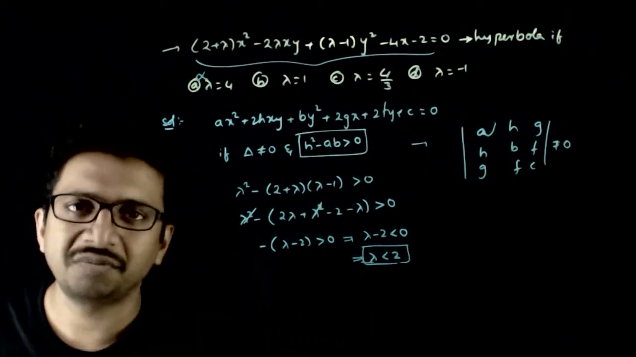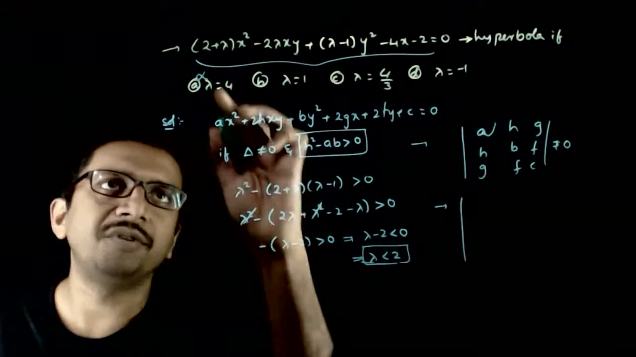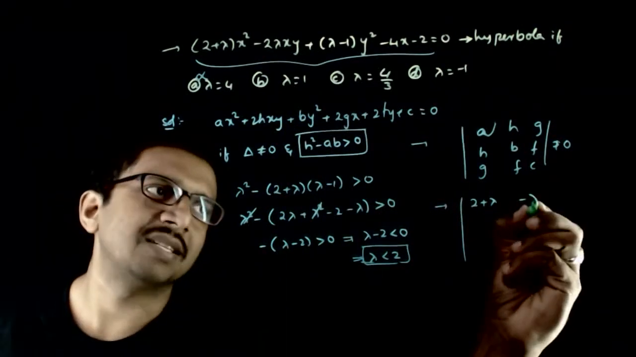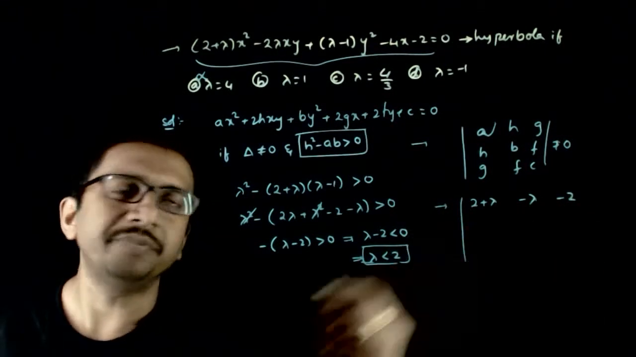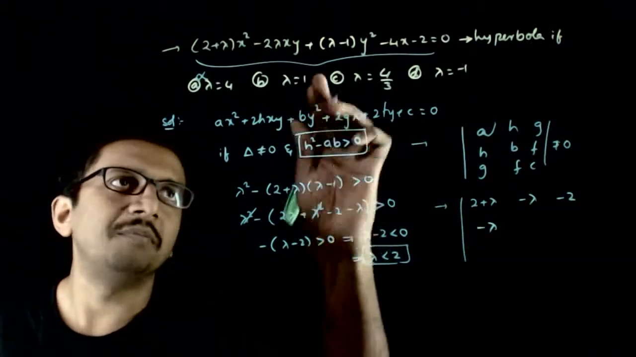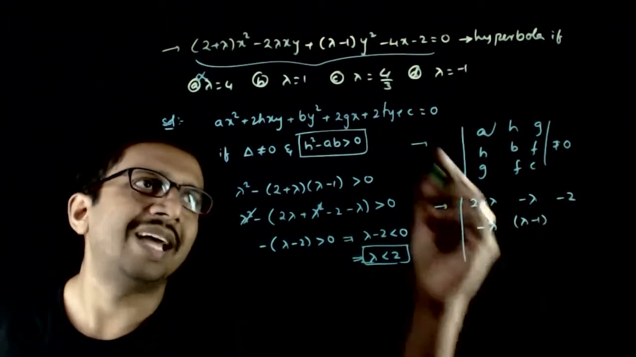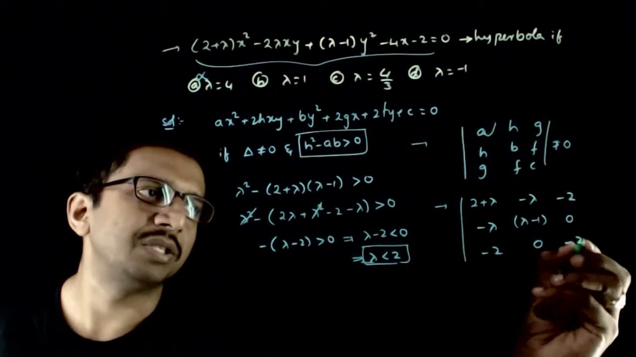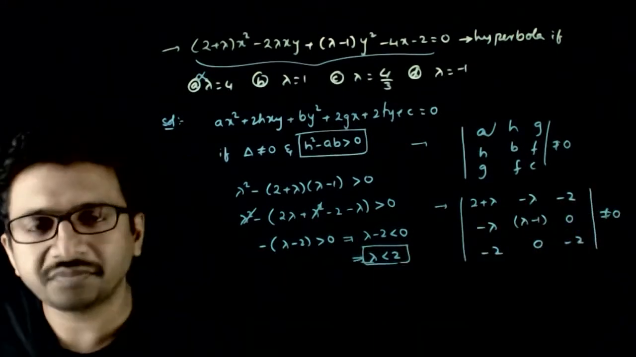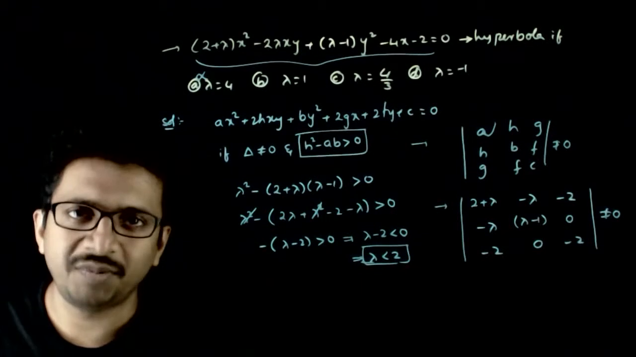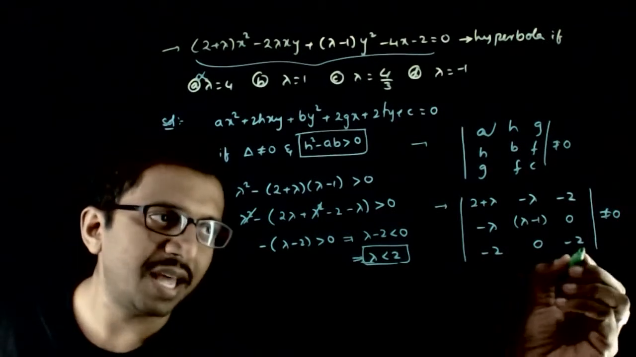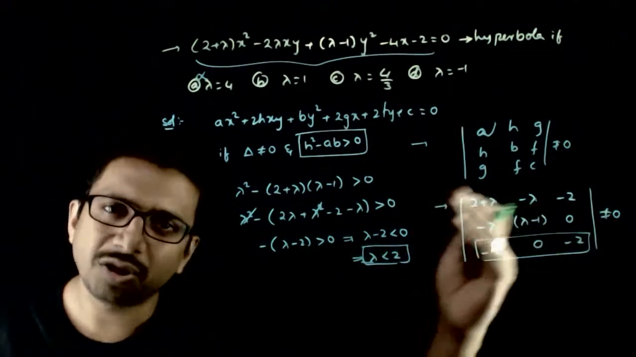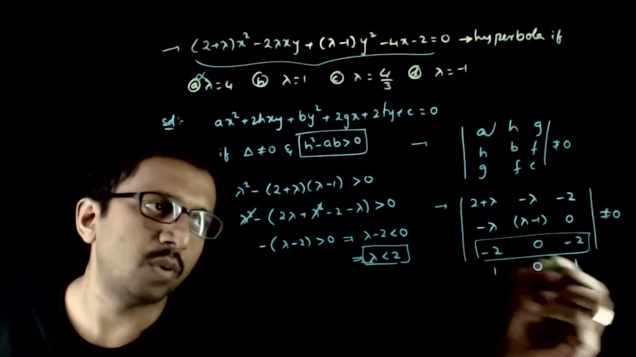So let us apply this condition. According to this condition, if you apply this for this problem, we have 2 plus lambda, h is minus lambda, g is minus 2. So minus lambda, b is lambda minus 1 and f is 0. And finally minus 2, 0, minus 2 should not be equal to 0. If you expand this determinant, I will take a minus 2 common from this row. If I take minus 2 as common, that also should not be equal to 0. So this row becomes 1, 0, 1.